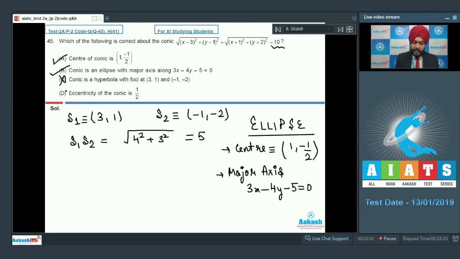C is wrong. Eccentricity of the conic. So let us talk about it. The value of 2a, the sum of two distances, is 10. The distance between the foci S1, S2 is 2ae. So 2ae is equal to 5. No doubt eccentricity is equal to 1 by 2. And this confirms that it is an ellipse. Okay. Option number D is also correct. So ABD is the final answer.